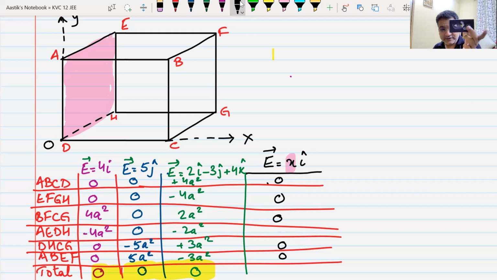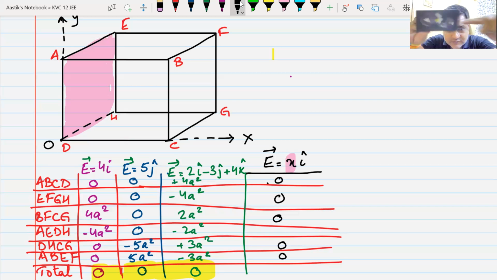This is my cube, my dear friends. This cube is kept like this. Here is my origin. What is the value of x for this one? You understand my cube? Your origin is here. And this is your surface, AEDH. Do you understand this surface? Yes, sir.